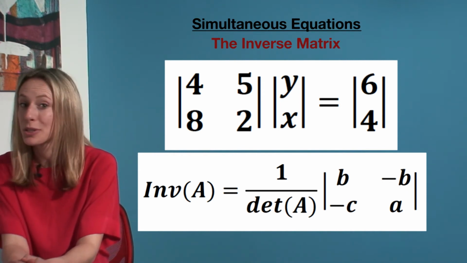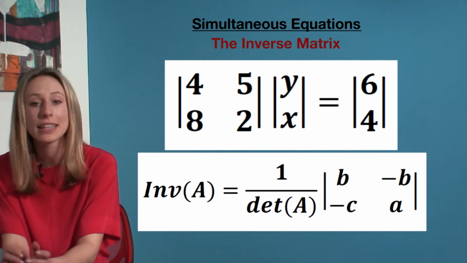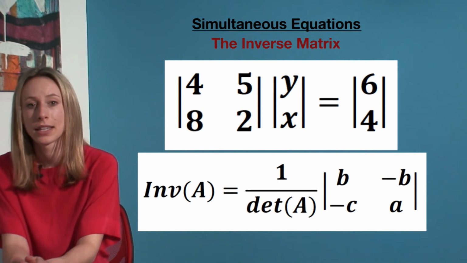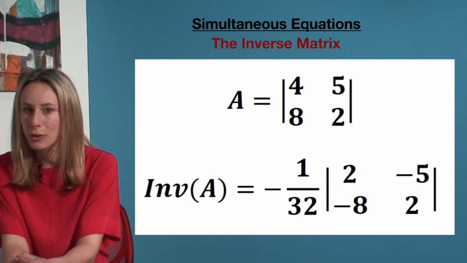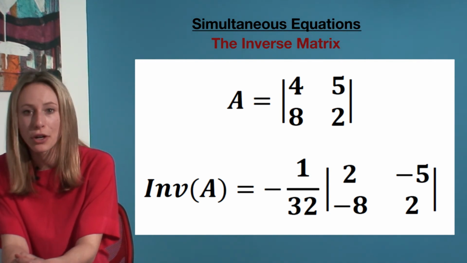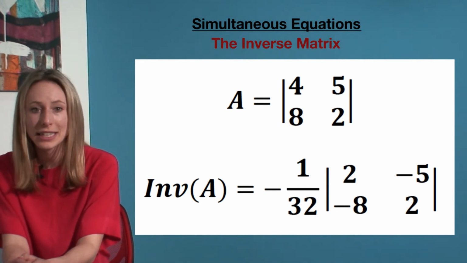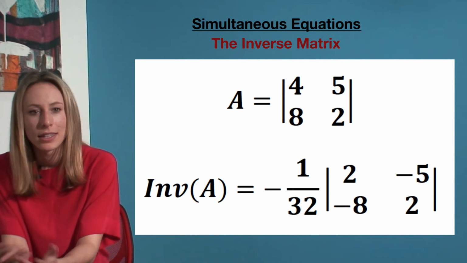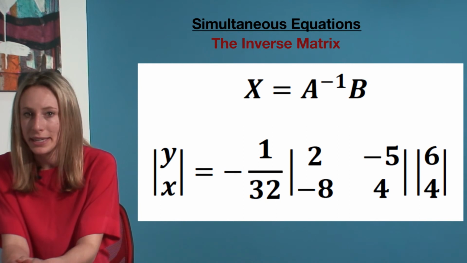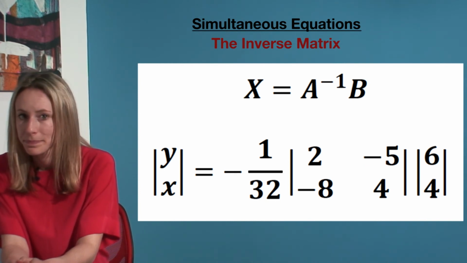The trick here is that we switch one of the diagonals of the matrix and then turn the other one negative. Now, if we look at our original equation, the inverse is negative 1 over 32 times the matrix 2, negative 5, negative 8, and 4. Now, we times the inverse of A by B to get the solution of X.